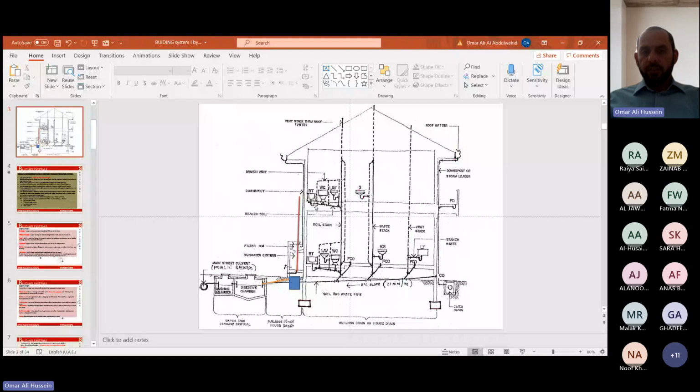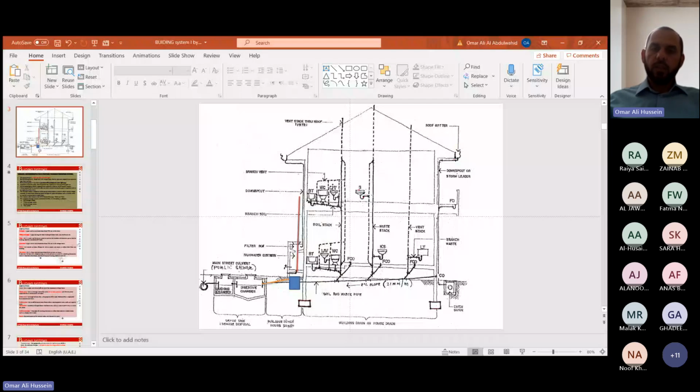Now the other thing is that in this drawing that you can see here, we see that the toilets are taking the water out from the WC or the bidet. It's also taking the water from the lavatory, or the washing basin, and taking it out in another pipe. Now the problem that we are facing in our daily work, from experience, is that these pipes are connected to each other.